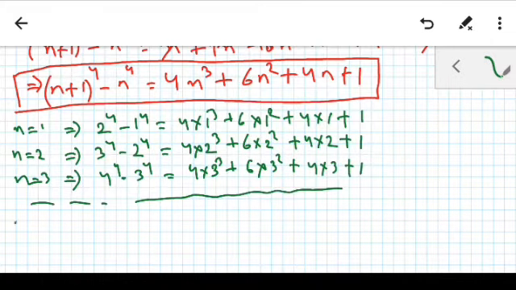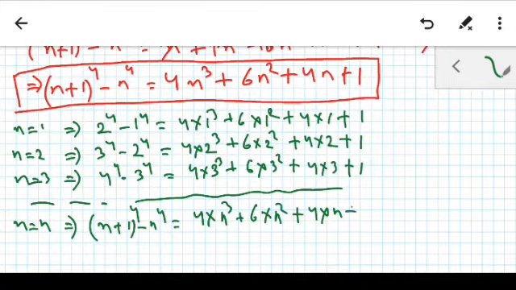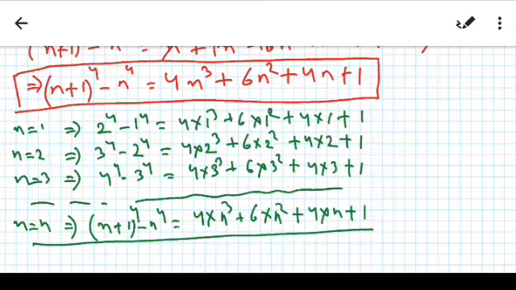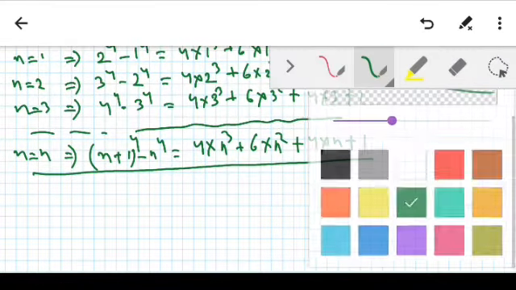I will have at last the expression n plus 1 whole to the power 4 minus n to the power 4, which is 4 into n cube plus 6 into n square plus 4 into n plus 1. Now let me find the sum. If I find the sum, look at this.